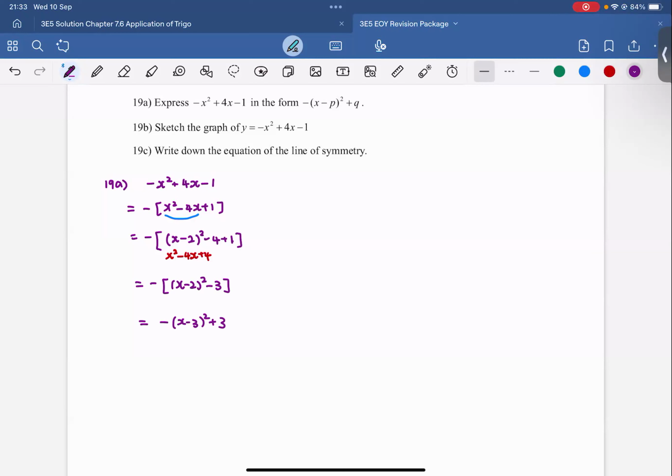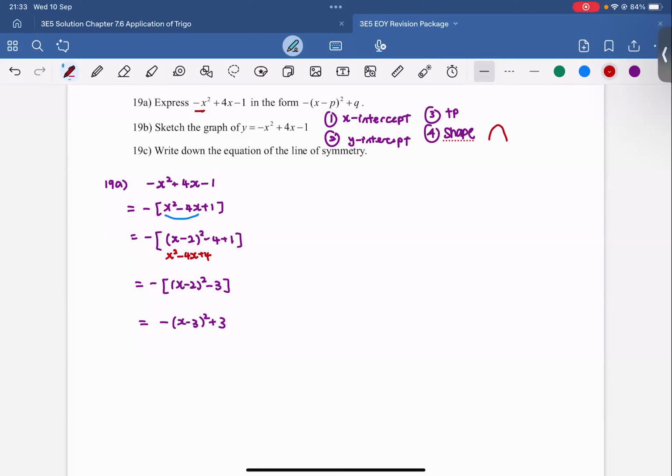Okay, next, sketch the graph of this. So to sketch a quadratic graph, there are 4 things that we need to have: x-intercept, y-intercept, turning point, shape. The shape is the easiest one to tell. This is a negative x squared, so it's a sad face graph.